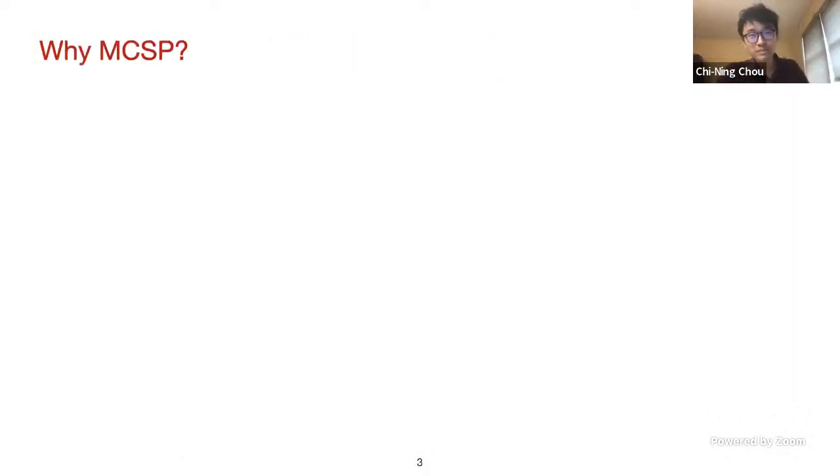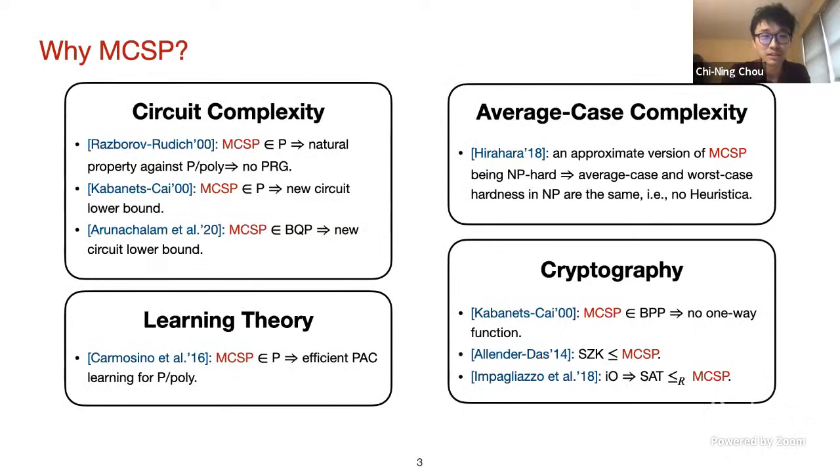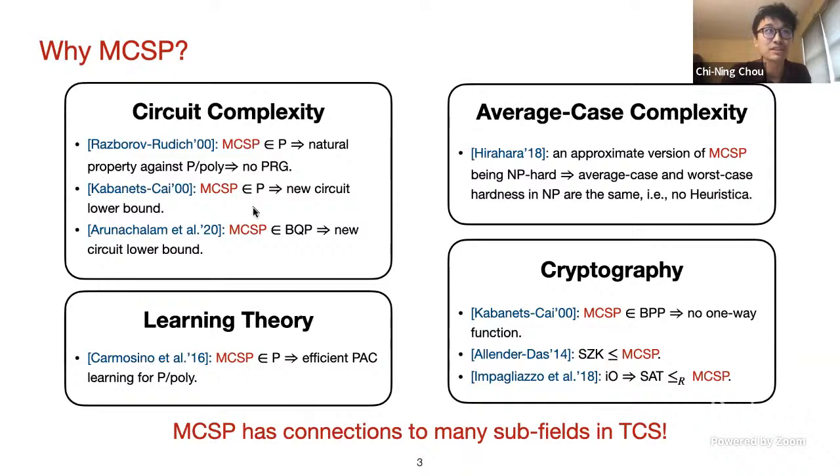Okay, so why MCSP? Although it's a natural problem, it seems that we still don't know it really well. But it turns out that in the setting of classical complexity theory, MCSP connects to lots of different sub-areas in TCS, including circuit complexity, learning theory, average case complexity, and cryptography.